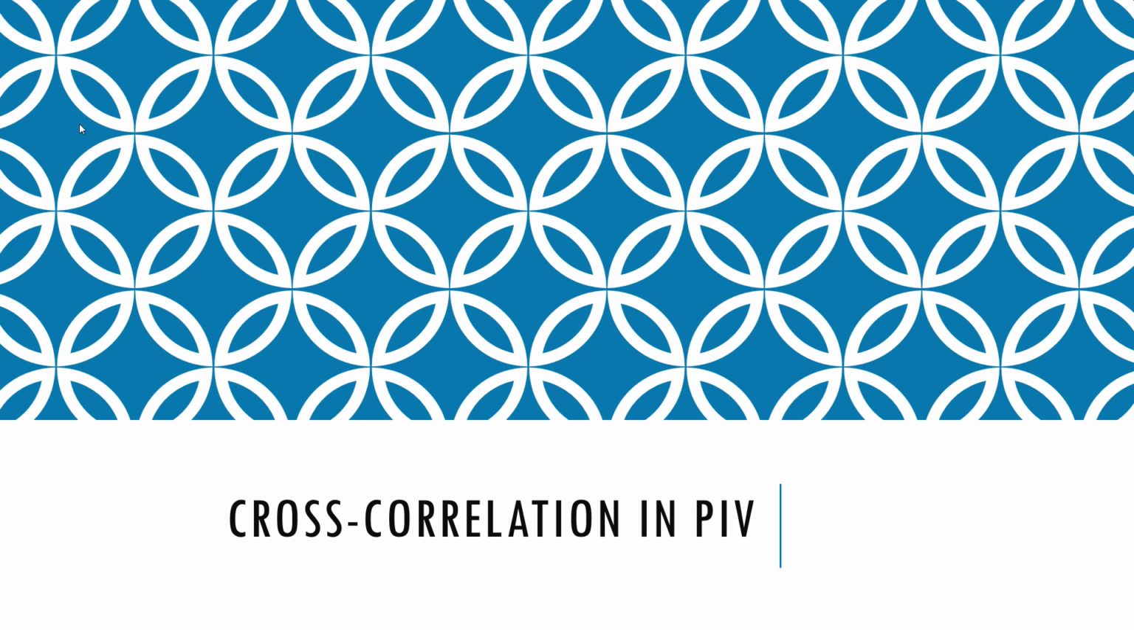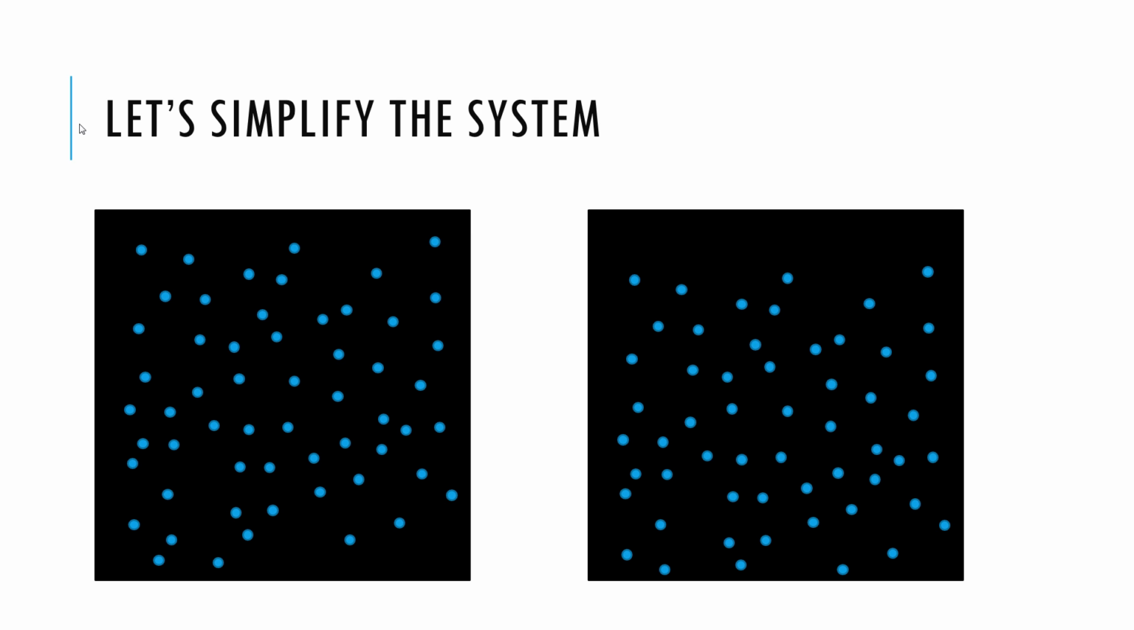First, I'll explain what that is. We want to study these two images: the same image called instant one, and the next image called instant two. Because they look really messy, let's simplify the system first. I have modeled these two black rectangles. The black rectangles are just the background and the blue ones are the seeding particles in our PIV system. To make life easy, I've just shifted all of these blue particles in the y direction.